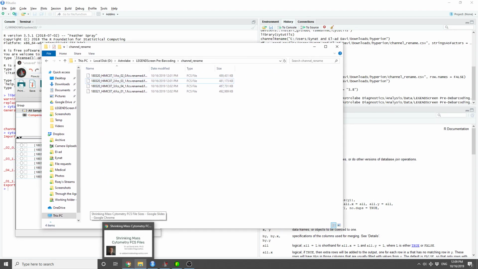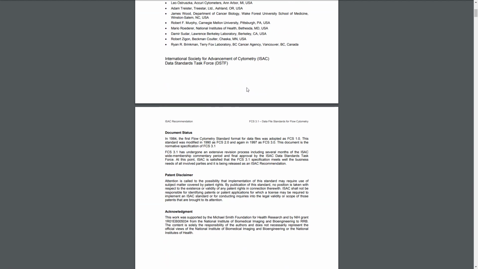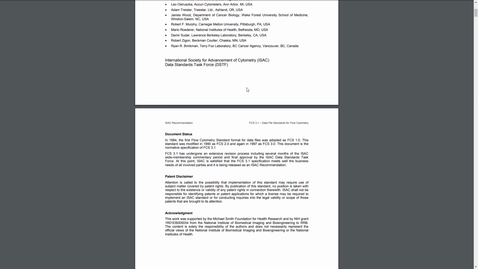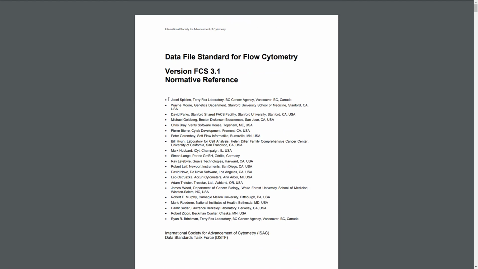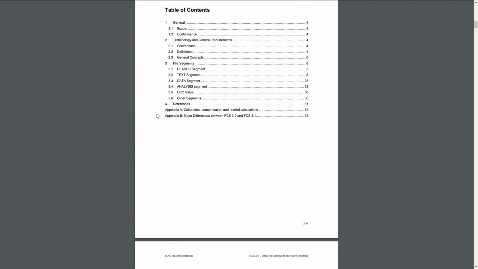And to answer that question, we need to go to the data file standard for flow cytometry. This is a document that was released by the International Society for Advancement of Cytometry quite a while ago. This doesn't seem to be dated, but I think it's more than 10 years ago. And you will notice that it has a long list of superstars in the field of flow cytometry. This document explains what's in an FCS file, how an FCS file is structured, and how different packages can import the file, the metadata, and present it to the user.